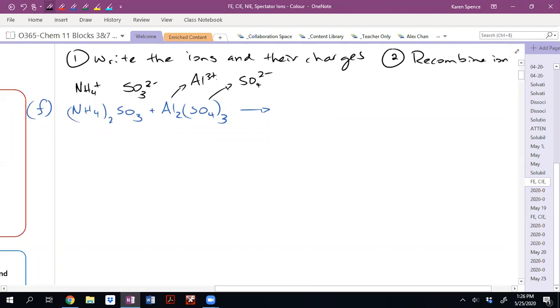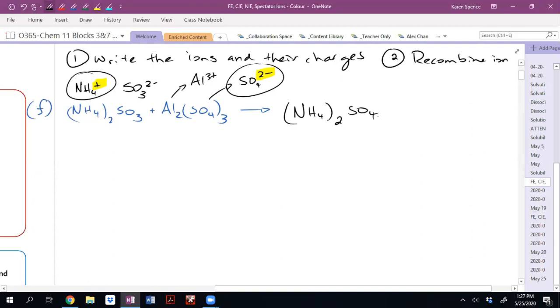Okay, so we are going to take aluminum and put it with ammonium, right? Am I correct? Am I going to put aluminum with ammonium? No, because they are both cations. So I need to put my cation with my anion. NH4 is +1. SO4 is -2. So we would need to have NH4 2 SO4.